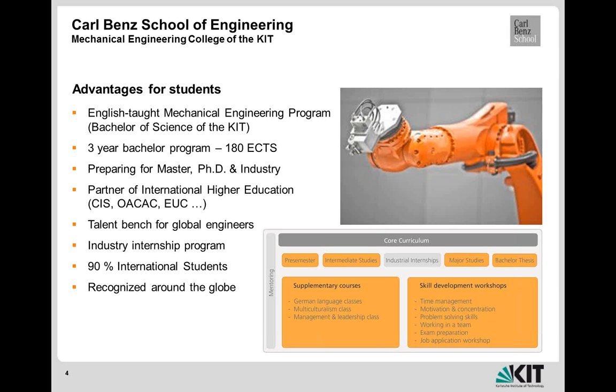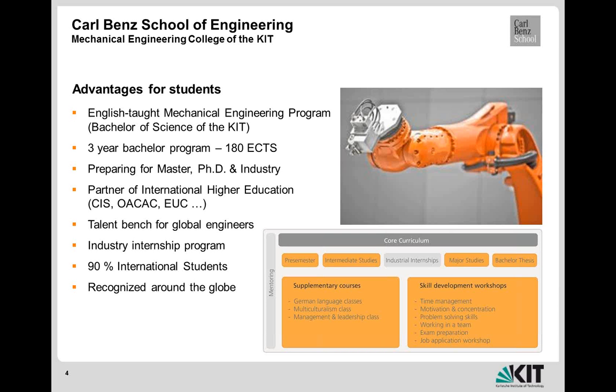We also prepare the students for master, PhD, and industry in our area. And our university is also part of international higher education. For example, you might know the Council of International Schools. Every September there is a fair in the French International School in San Francisco where we also participate, and we also join other groups to visit schools around the globe.